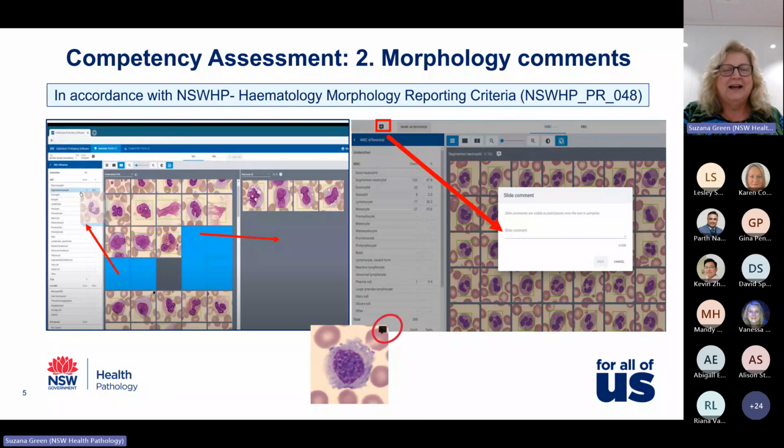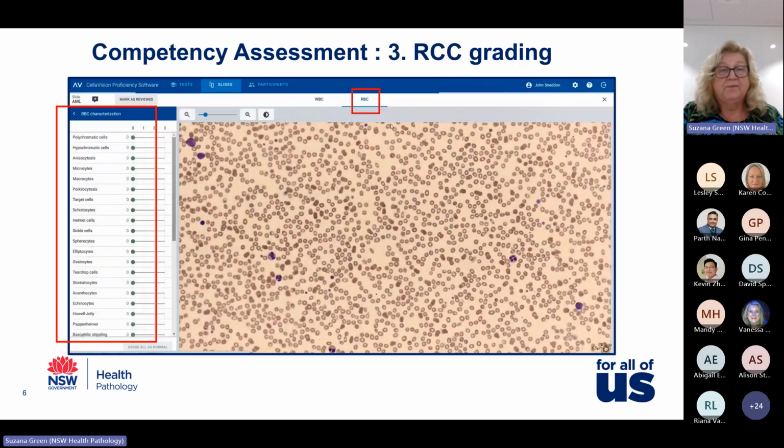Secondly, they would then also do a morphology comment in their pop-up box and put in their morphology comment according to our New South Wales reporting criteria. And this just shows that there were different ways of putting those cells into the different subpopulations. They could leave us a little note, or we could leave them a little note per cell if there was a cell in question as well.